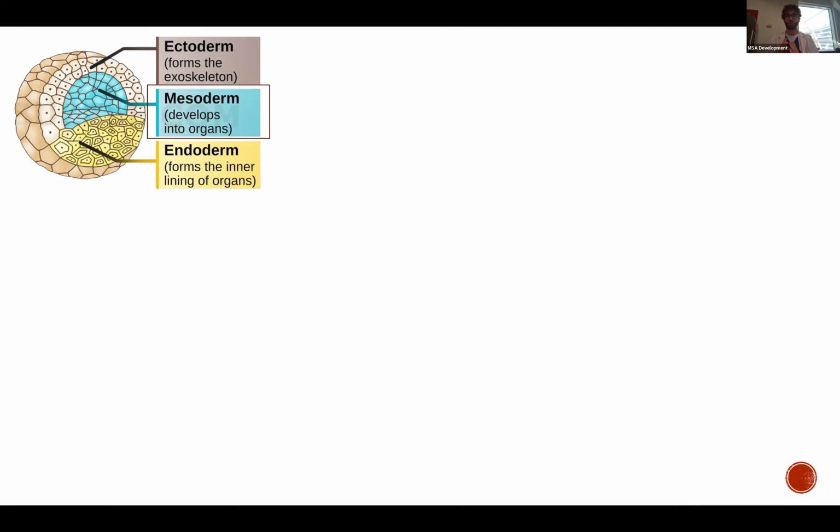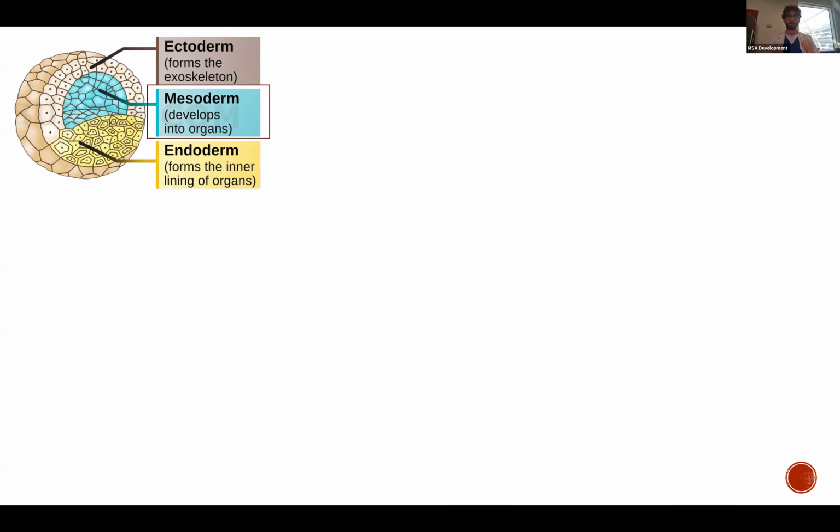Because the ectoderm is usually related to the skin and these nervous systems, the outside exoskeleton, while the endoderm is for the inner organs, the lining of the organs such as the lungs, the esophagus, and stuff like this. Organs such as the heart will arise from the mesoderm.